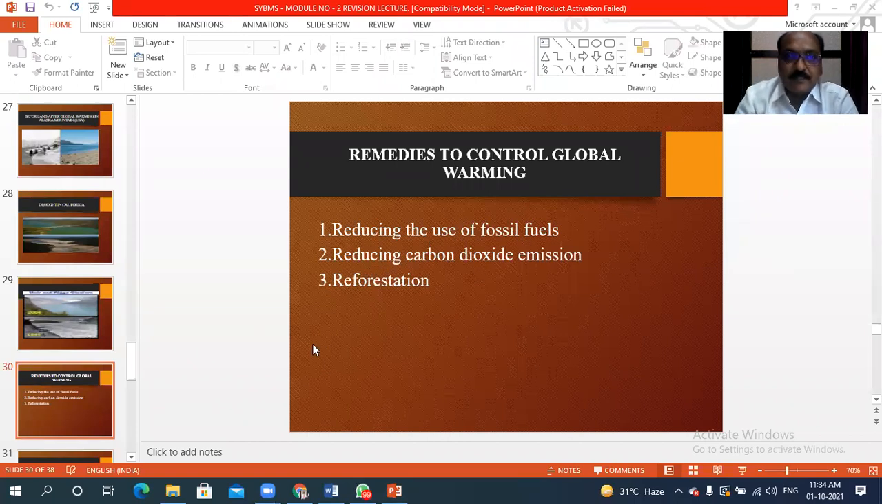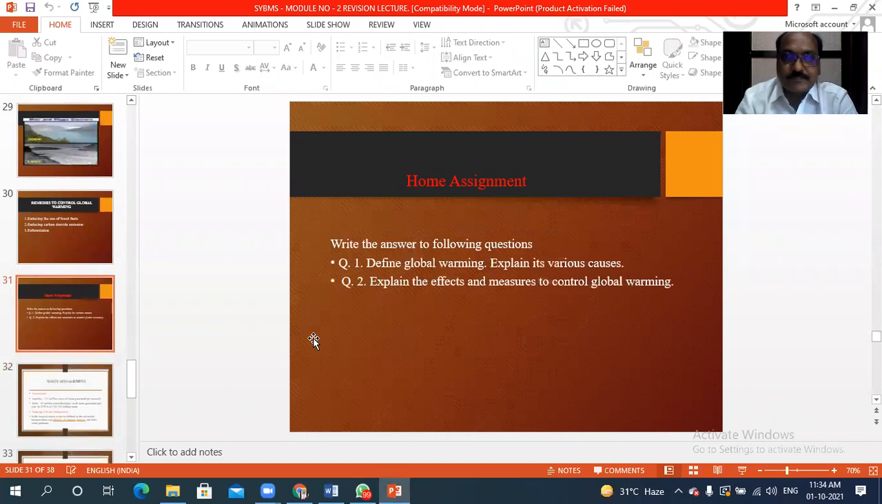After that, dear students, next you see, this was the home assignment question which I have given on this topic. That is, define global warming and explain its various causes. Then explain the effects and measures of control of global warming.